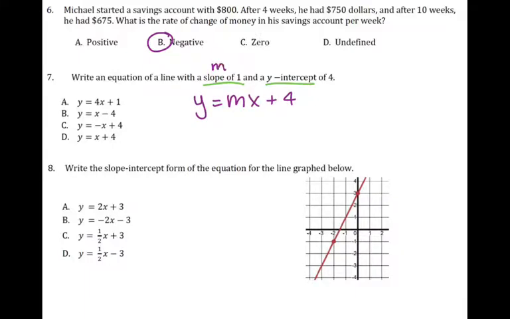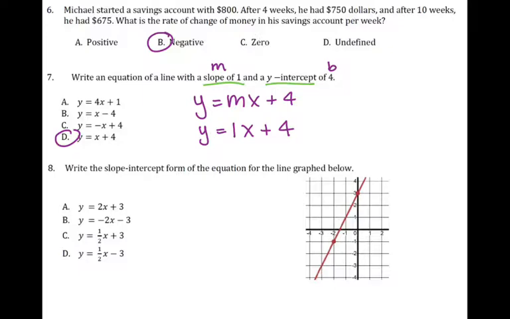So my m is 1 and my b is 4. So I have y equals 1x plus 4, which is letter D. Now, if you'll notice for letter D, you don't actually see the 1 in front of the x. Usually, if our slope is 1 or negative 1, you don't see that 1 there. But the correct answer is still letter D.